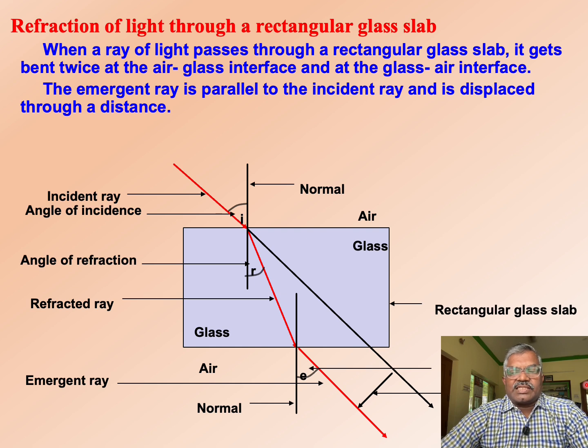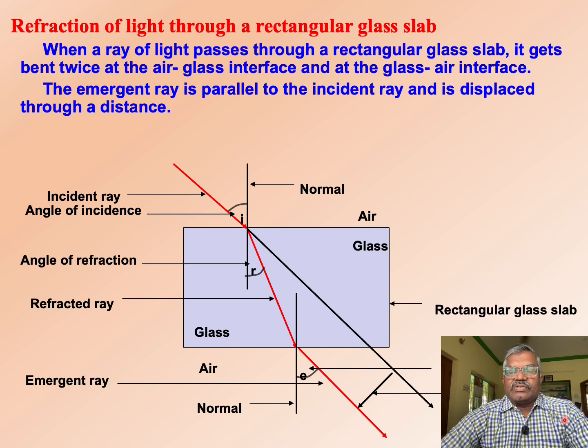This process results in the emergent ray. So, this ray is an emergent ray. This process results in the emergent ray being parallel to the incident ray. And how much it is shifted, that is lateral displacement. How the emergent ray is shifted with the incident ray.